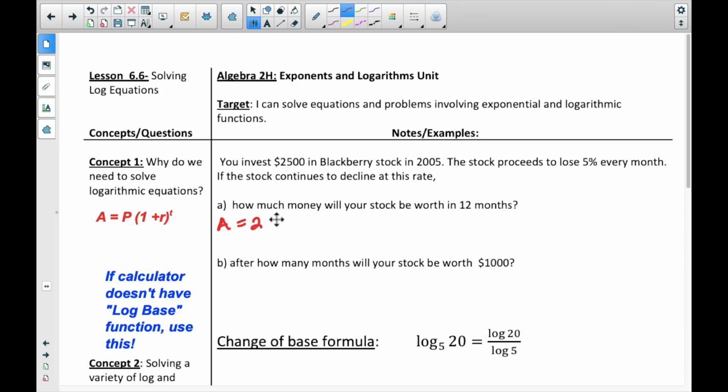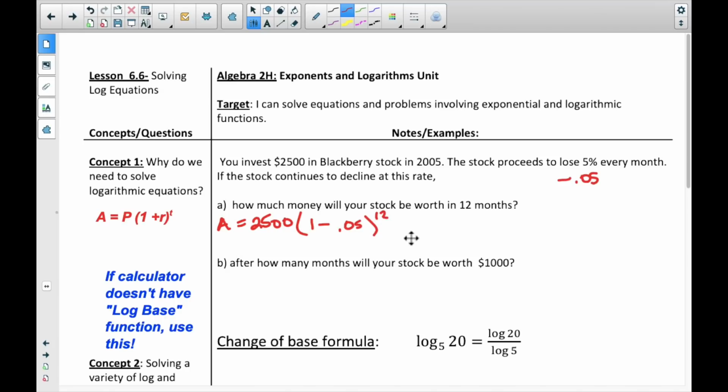The P is the principal. That's how much you started with. And then inside the parentheses, we're going to put 1. And in this case, we are losing 5% every month. So we're going to say minus 0.05. And then t is how much time?